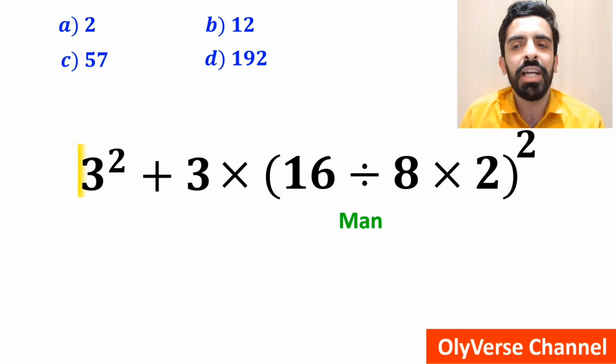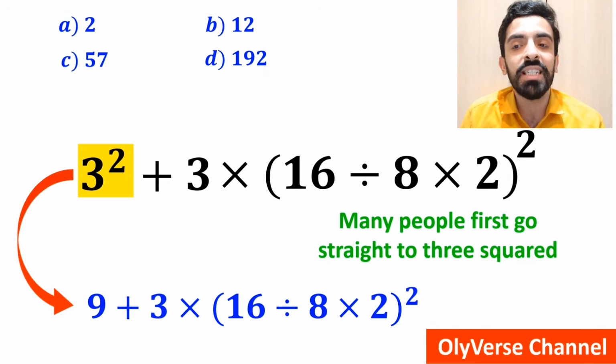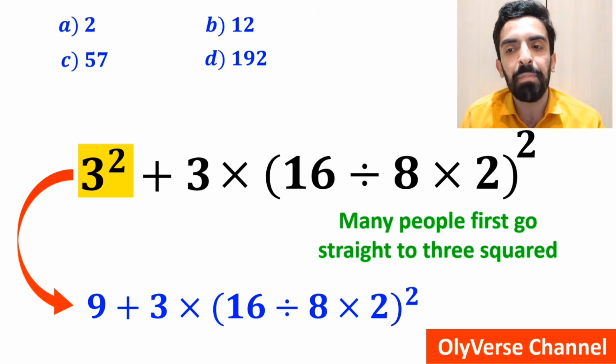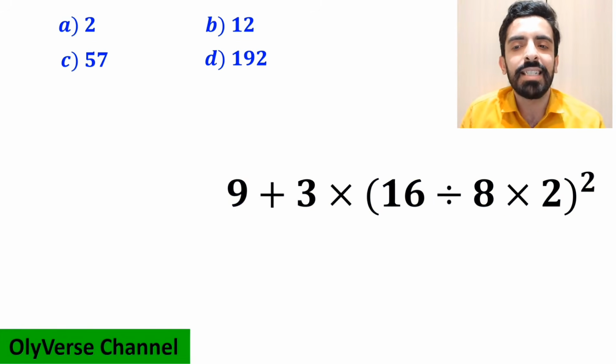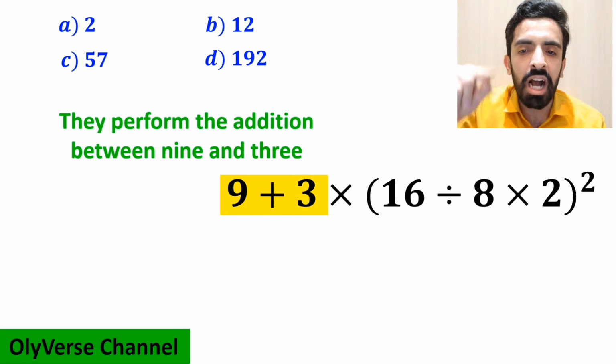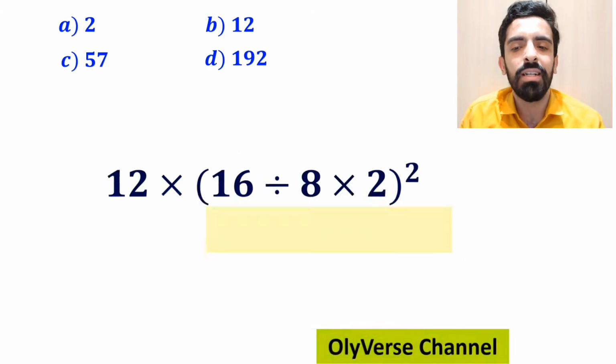To solve this question, many people first go straight to 3 squared and simplify this expression to 9 plus 3 multiplied by (16 divided by 8 times 2) all squared. In the next step, they perform the addition between 9 and 3 and write this expression as 12 multiplied by (16 divided by 8 times 2) all squared.